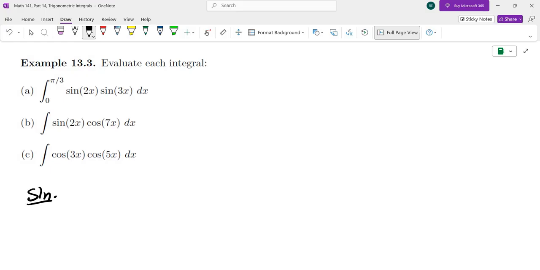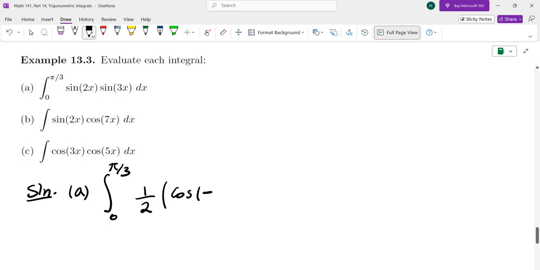So the first one is integral of product of sine, integral from 0 to pi over 3. Product of sine is 1/2 of cosine. Well, it's cosine of difference. We could do 2x minus 3x. We get a minus x. And then minus cosine of sum, which is 5x dx.